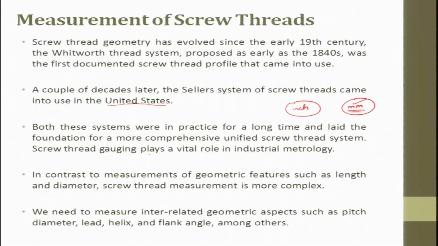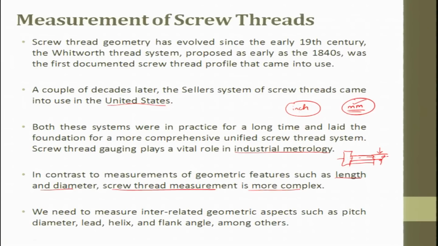So, screw thread gauging plays a vital role in industrial metrology. In contrast, to measure geometric features such as length and diameter, screw thread measurement is more complex. If you take this as a shaft and want to measure its dimensions, you talk in terms of length and then in terms of diameter.